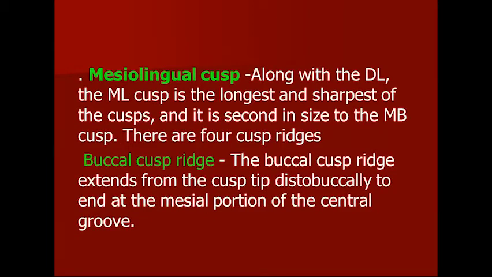Third is the mesiolingual cusp. Along with the distolingual cusp, the mesiolingual cusp is the longest and sharpest of the cusps, and it is second in size to the mesiobuccal cusp. There are four cusp ridges: buccal cusp ridge. The buccal cusp ridge extends from the cusp tip distobuccally to end at the mesial portion of the central groove.